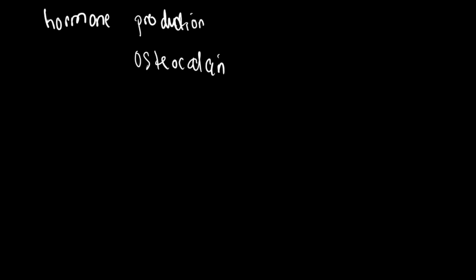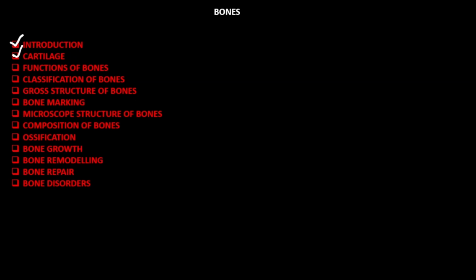And of course, we know that insulin plays a key role in glucose homeostasis. Okay, so when there's excess blood glucose, excess blood sugar, we know that it's converted into glycogen with the help of insulin. So osteocalcin is of great importance. So far, we have gone through the introduction, we have taken a brief look at cartilages, then we have seen the functions of bones. Now let's take a look at the way in which bones are classified.